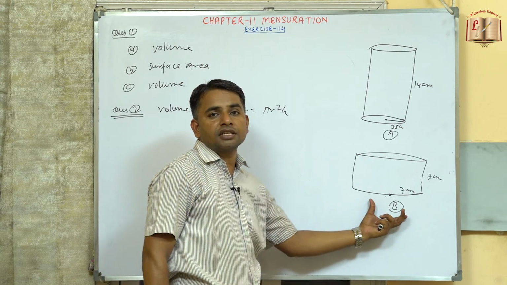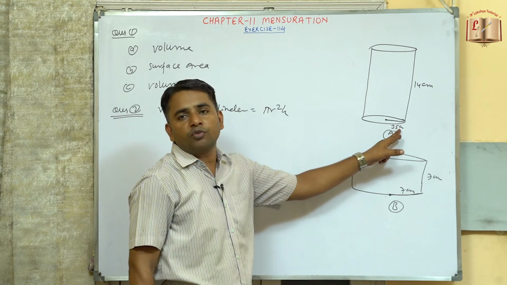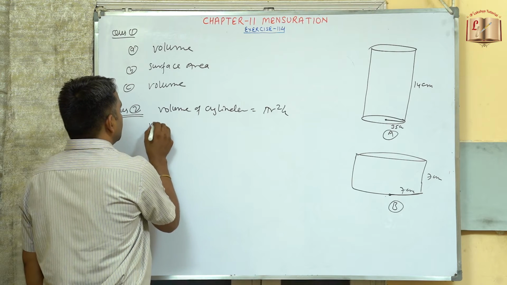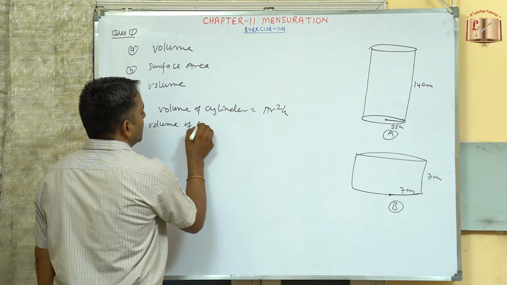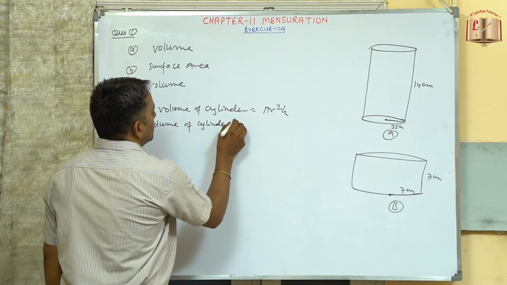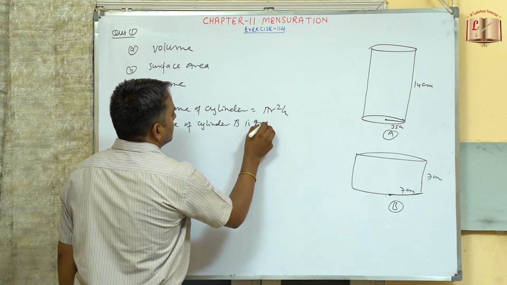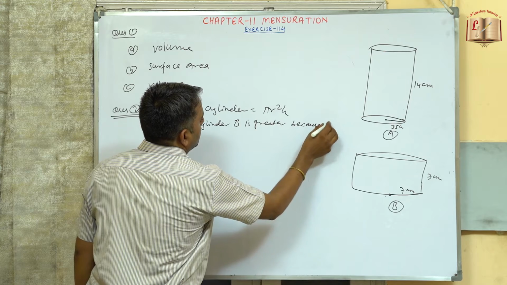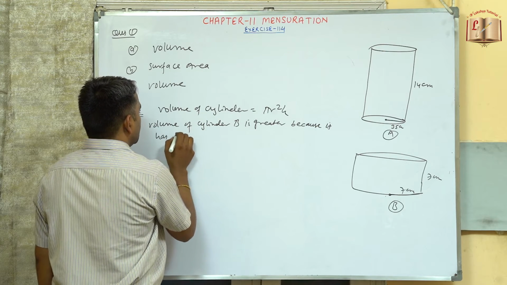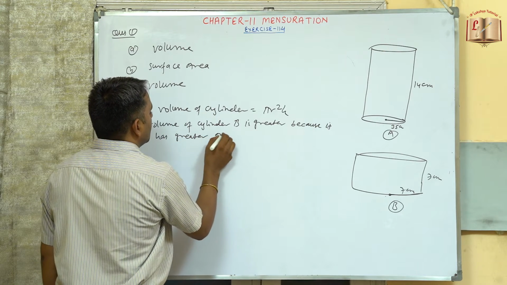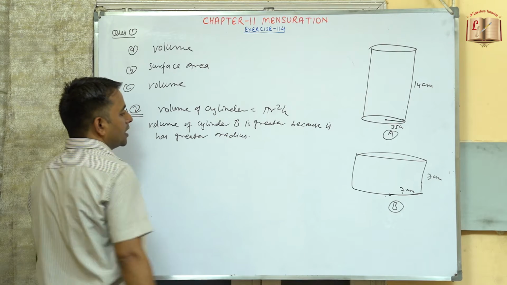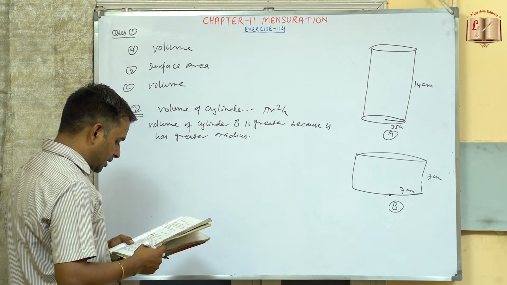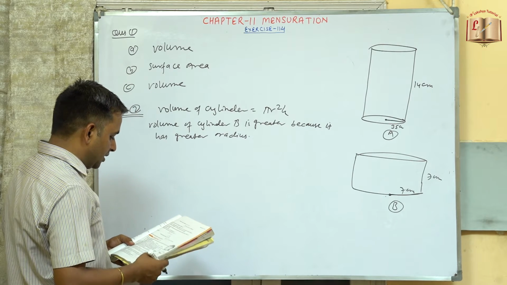यहाँ पे radius अभी कितना है 7 सेंटीमीटर, यहाँ पे radius कितना है 3.5 सेंटीमीटर. तो greater radius वाले का क्या होगा, greater volume होगा. So now we can say volume of cylinder B is greater because it has greater radius. So greater radius का क्या होगा, greater volume होगा. Check whether the cylinder with the greater volume also has the greater surface area.